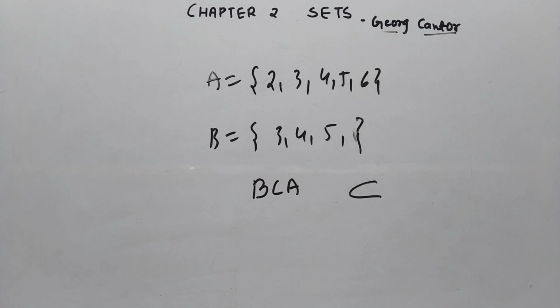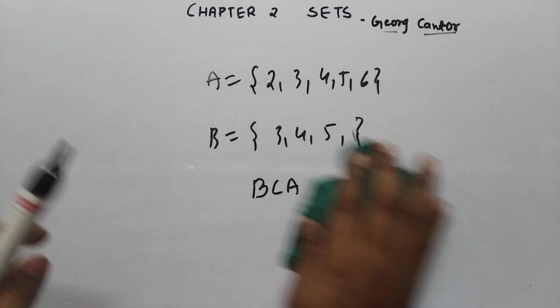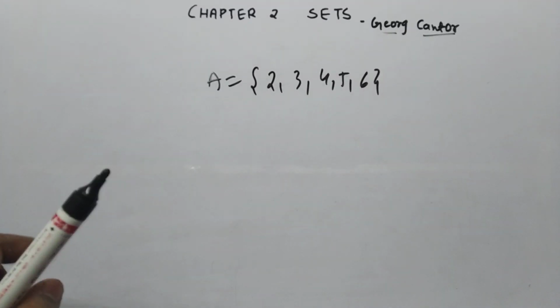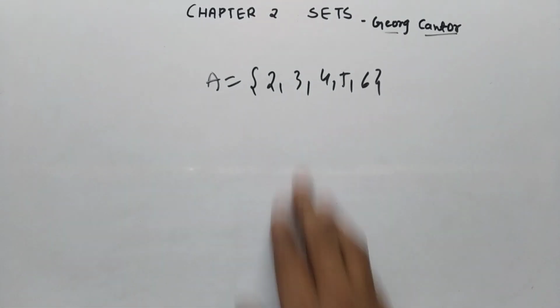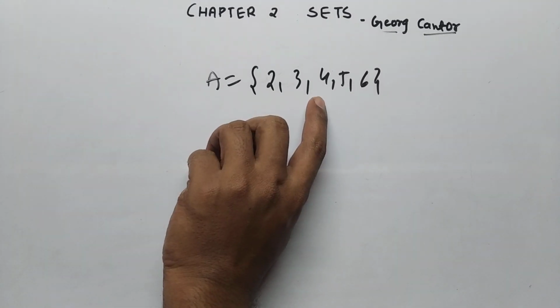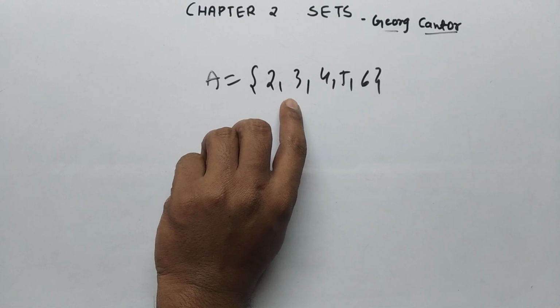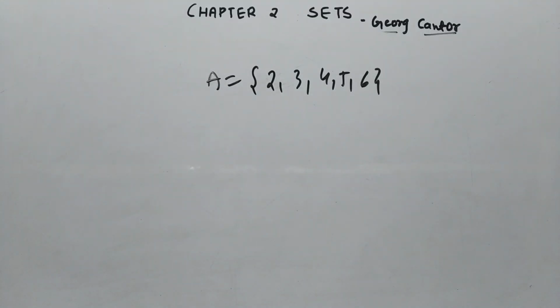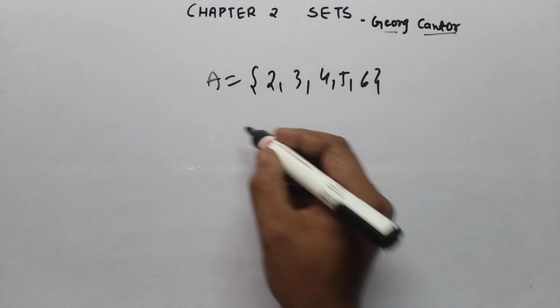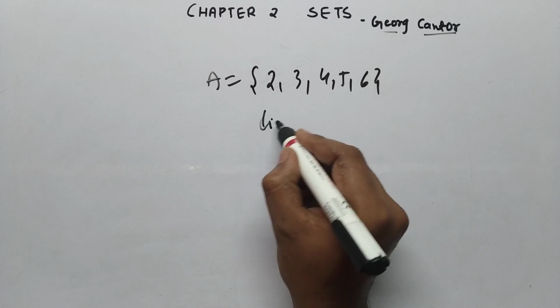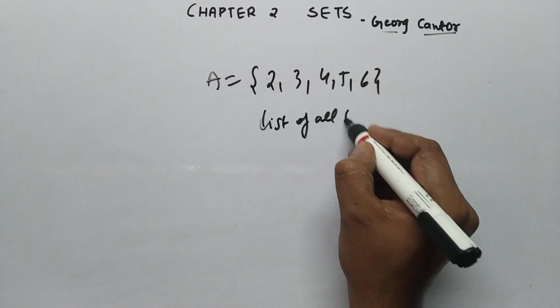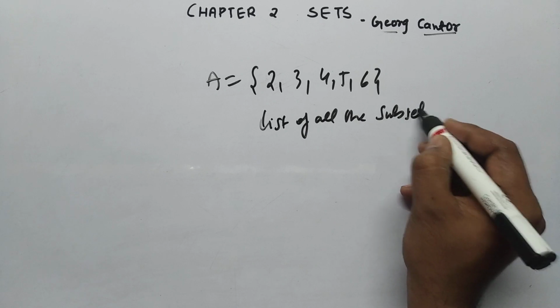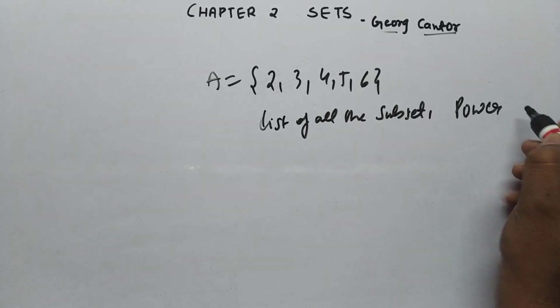In the exam they will ask you to write all the subsets of a set. Suppose we have a set with numbers 2, 3, 4, 5, 6. So we have to write a list of all the subsets. If you want to write the list of all the subsets, this is also known as the power set.